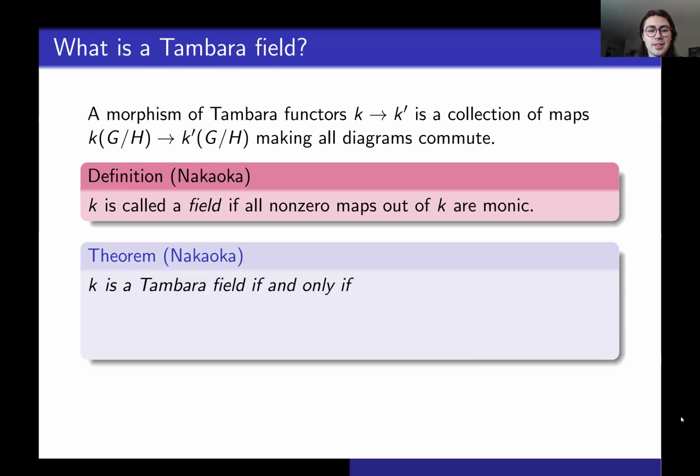Nakaoka then, so this is kind of annoying to check. It would be really tough to check some property against all possible maps out of your object. Even if you tried to state it in terms of ideals, even if you were trying to show that there were no non-trivial ideals of your Tambara functor, ideals are kind of tough to work with and compute.